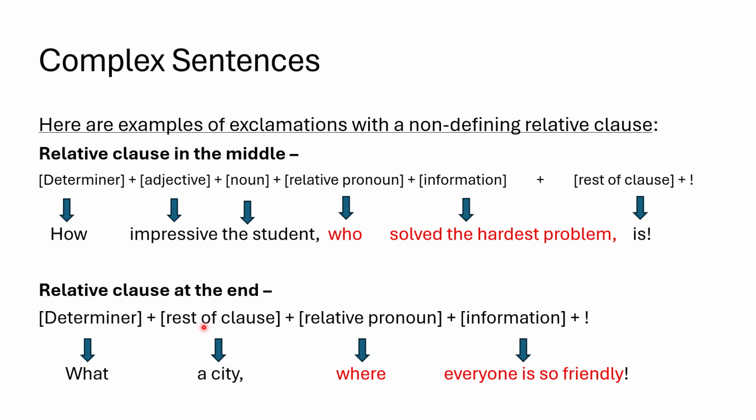Here are examples of exclamations with a non-defining relative clause. Relative clause in the middle: determiner plus adjective plus noun plus relative pronoun plus information plus rest of clause. How impressive the student who solved the hardest problem is. Relative clause at the end: determiner plus rest of clause plus relative pronoun plus information. What a city where everyone is so friendly.